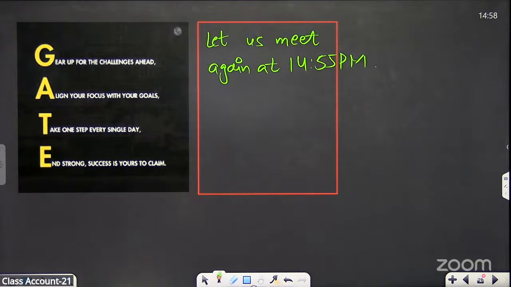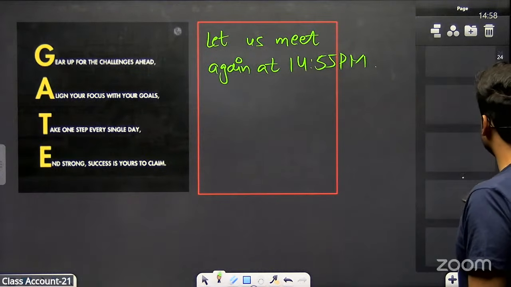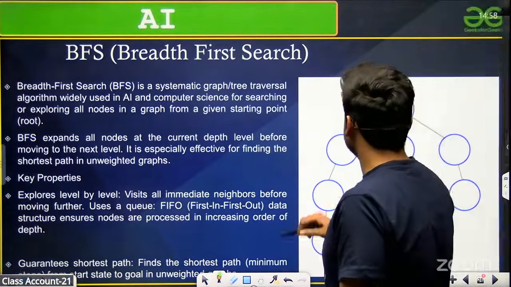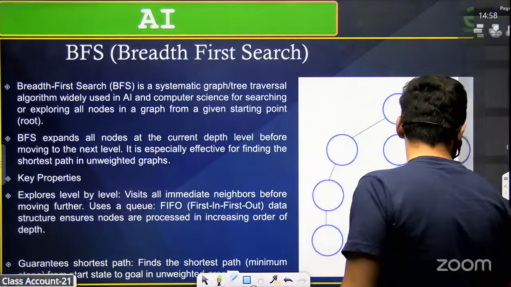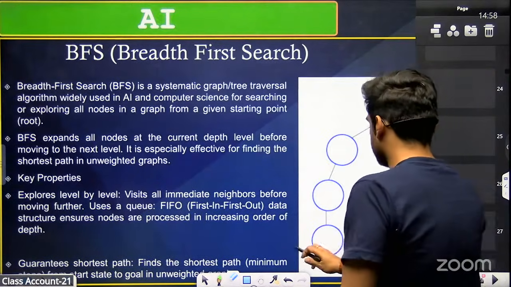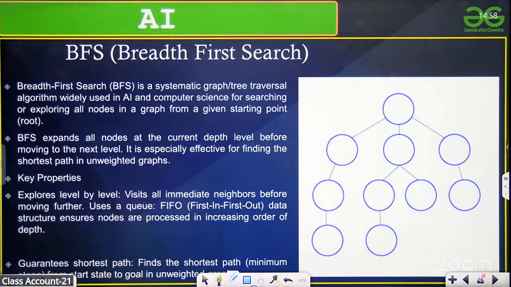Okay, chaliye. Guys, let us start again. Take out the formula sheet. Let us start with the BFS algorithm, that is breadth first search.